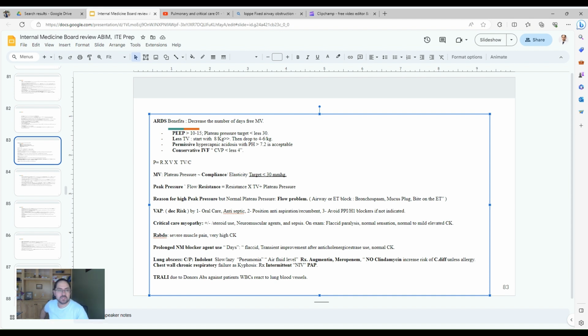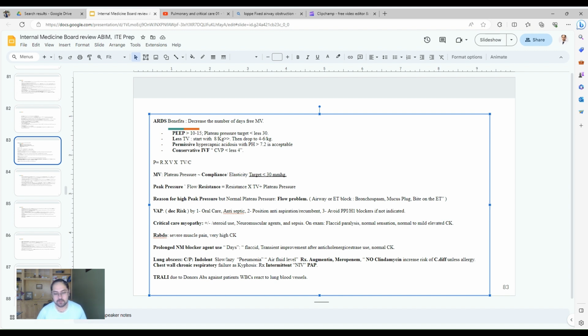Use the minimum tidal volume, 4 to 6 mL per kg. Permissive hypercapnia is acceptable as long as the pH is not less than 7.2. Conservative use of IV fluid.